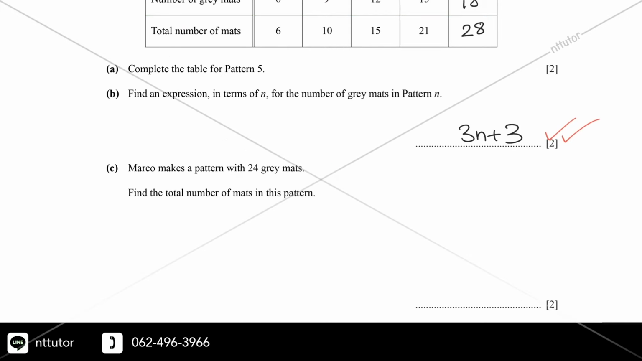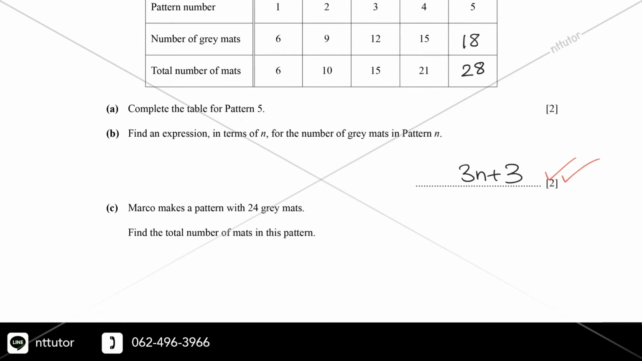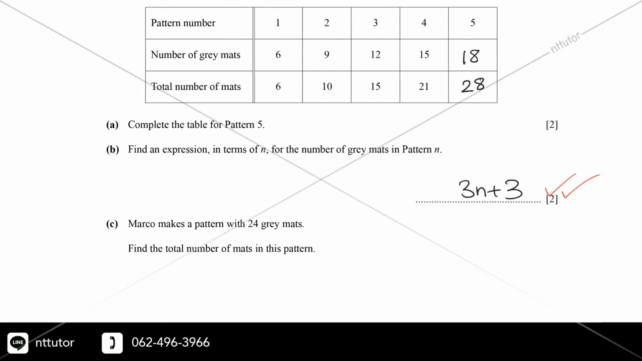C. Marco makes a pattern with 24 gray mats. Find the total number of mats in this pattern. If we go back to the table and look at the number of gray mats, from 18, if we add 3, then add 3 again, we get 21, then 24. Therefore, we are looking at this term in the sequence, the term with 24 gray mats.